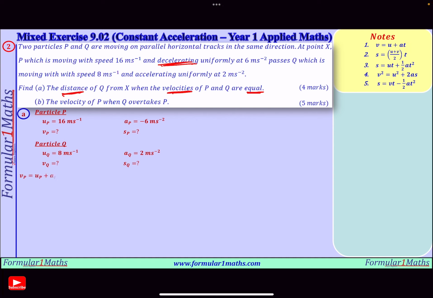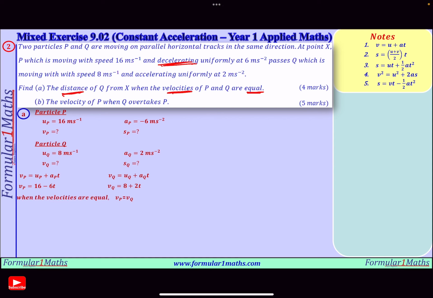So for Vp, we're going to get Up plus Apt. This means Vp will be equal to 16 minus 6t. Similarly, Vq will be given by 8 plus 2t. Now we know that these velocities are equal, so we can equate them and solve for t to get the time when the particles have the same speed.